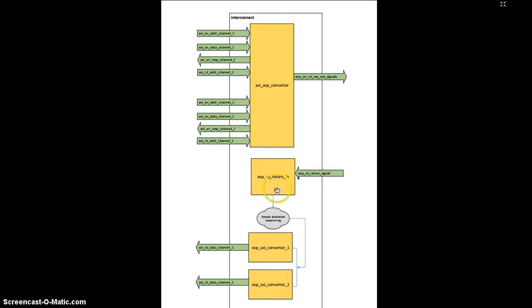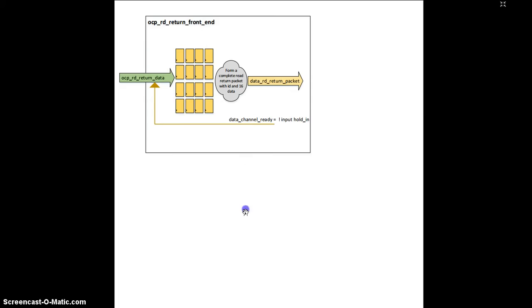Now we will go through the implementation of OCP read return frontend. In the OCP read return frontend part, the OCP read return data coming through the OCP interface will be accumulated up to 16 data and sent as a single packet to the output, and thus we are using 16 flip-flops within this module. Whenever we have a complete packet available, that is whenever the last signal in the OCP interface is asserted, at that point we are indicating there's a valid complete packet available at the output of this module, and the upper module will process it.